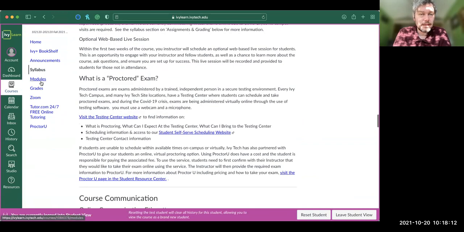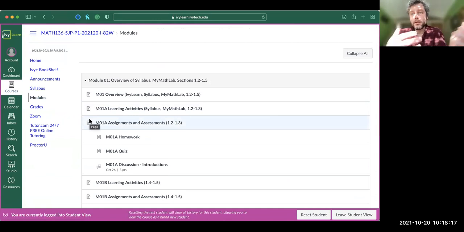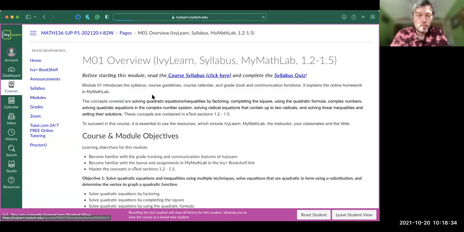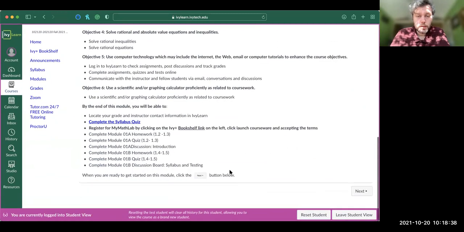So the next thing to do would be to go to the modules. And we see module 1. I wish they just called it week 1, but they call it module 1. And in module 1, there's lots of information, almost too much information. But here's your homework, here's your quiz, here's your first discussion board. You will have what you're going to learn in the overview there.